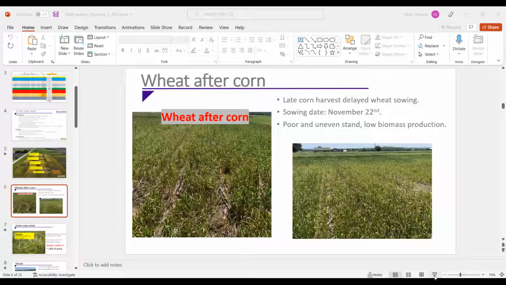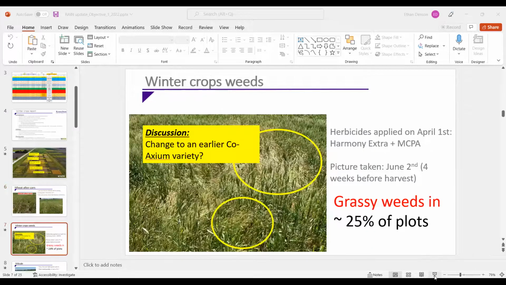So this is kind of what the plots looked like after corn when we planted on November 28th, so fairly late planting there. But you know, it's okay. It's what Chuck mentioned, some of these systems will fail, and that's why we're collecting data on these as well. This probably yielded 12, 13 bushels per acre where we had treatments yielding 50 or more. Grassy weeds in the wheat.